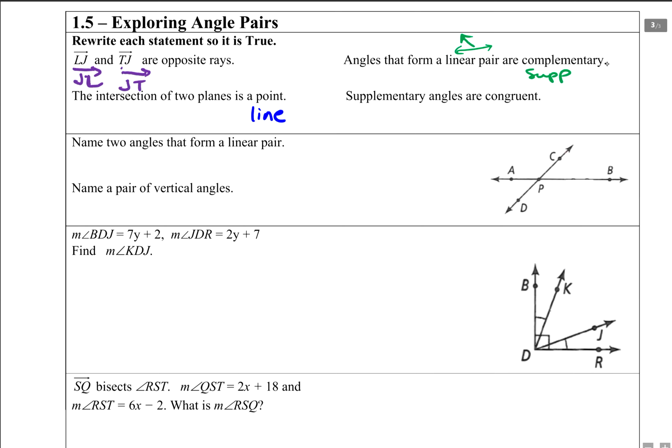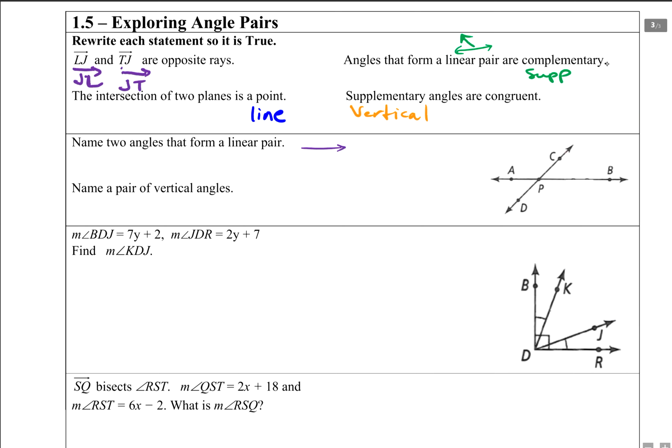And supplementary angles are congruent. Well, they might be, but it's not a guarantee. Who do we know that's always congruent? Vertical angles are always congruent. There we go. All right, next, name two angles that form a linear pair.